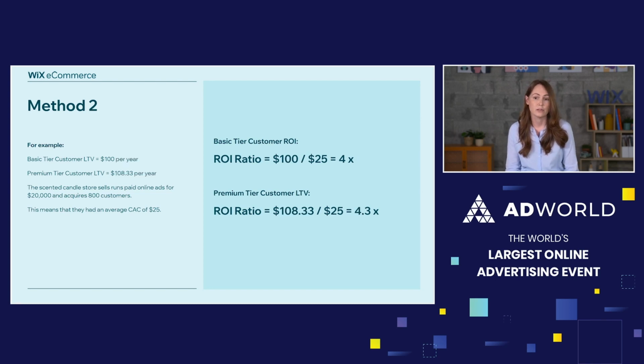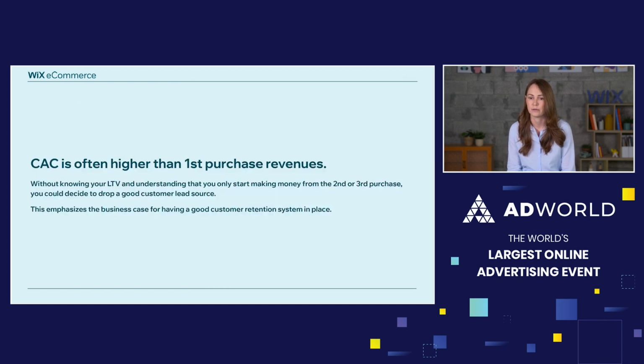We could do the same calculation if we used method 2 to calculate our lifetime value. So if you remember here, we had basic tier $100, premium tier $108.33. And again, calculating the ROI is going to give us 4x for basic tier, 4.3x for the premium tier.